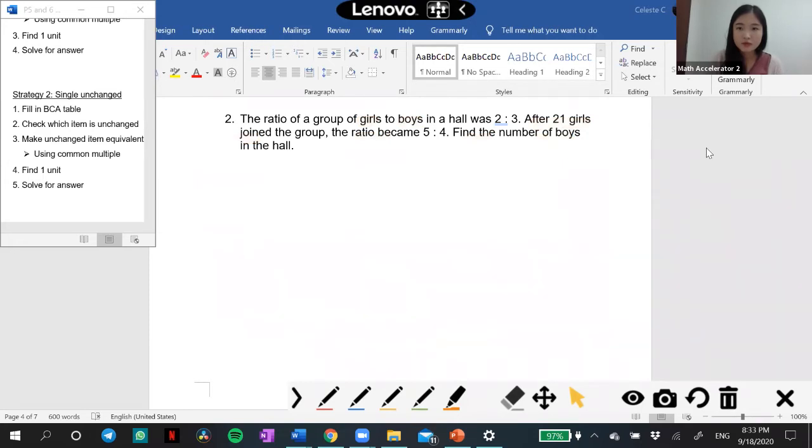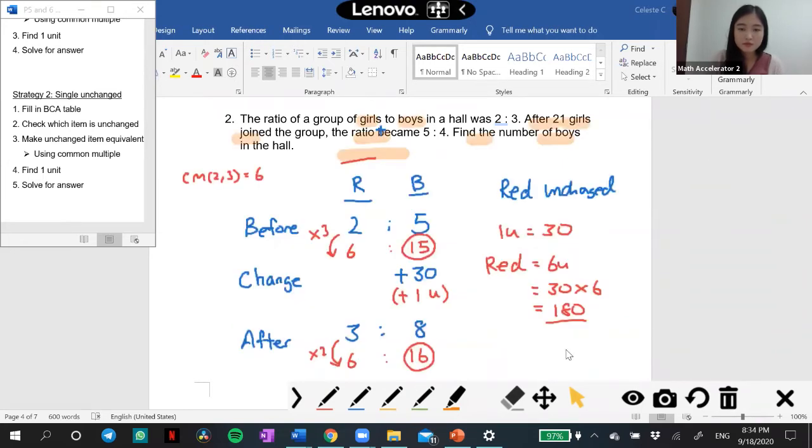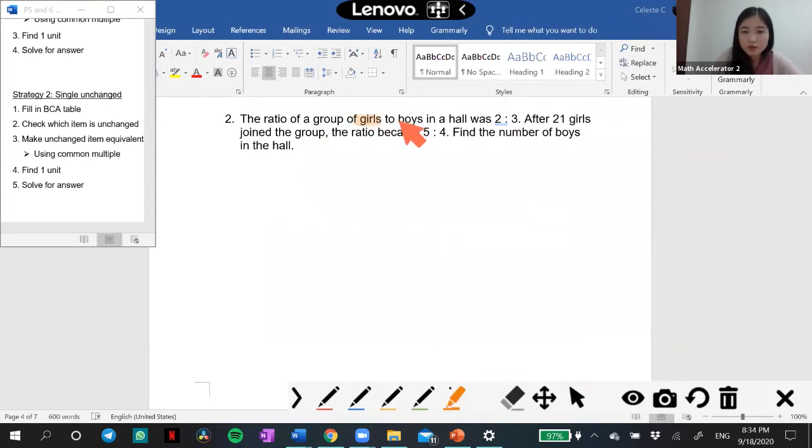Let's go to question 2. Okay, I'll leave question 1 on the screen for a bit longer if you're still copying. The ratio of the group of girls to boys in a hall was 2:3. After 21 girls joined the group, the ratio became 5:4. Find the number of boys in the hall. So girls to boys, 2:3. 21 girls joined the group. Join means you add. And then the ratio became 5:4. Find the number of boys in the hall.